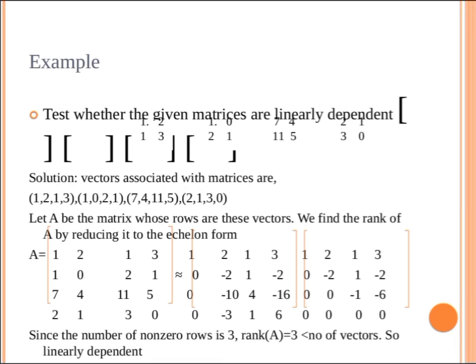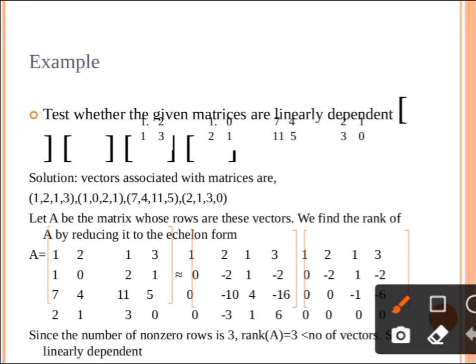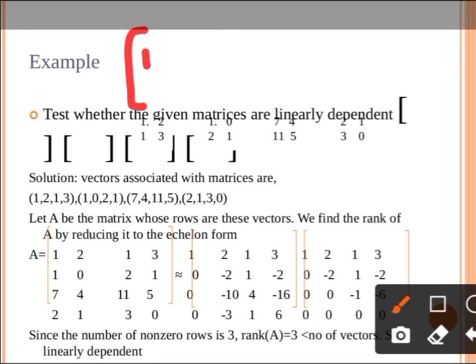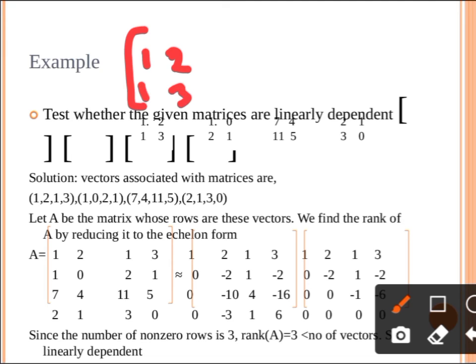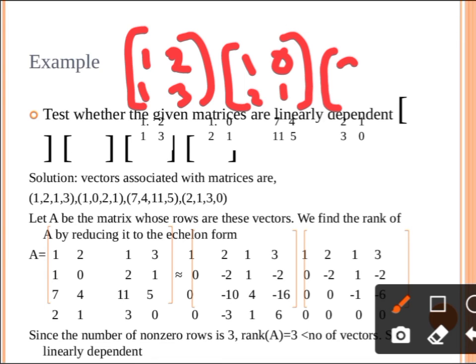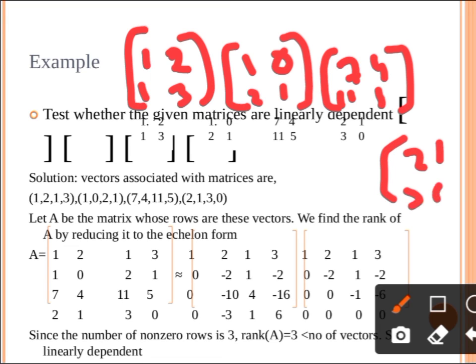Sorry, this is actually problem 1. Test whether the given matrices are linearly dependent: [1 2; 1 3], [2 1; 0 2], [1 1; 7 4], [11 5; 2 1], [3 0]. Okay, and we have to test whether the given matrices are linearly dependent.